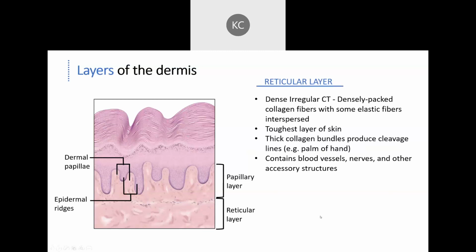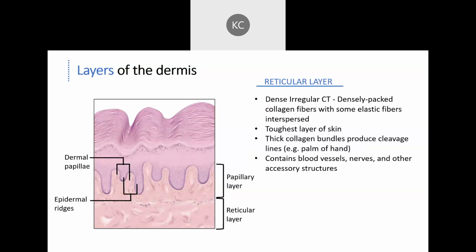Okay, and then the next layer is the reticular layer. So the reticular layer is deeper, and it's made of dense, irregular connective tissue. If you recall, dense, irregular had that marbled appearance to it. It had lots of collagen fibers with some elastic fibers, but the big thing with this one is that the collagen fibers were oriented in a number of different directions. Some were oriented vertically, some horizontally, some obliquely, all throughout. This is a very tough layer of skin. It's sitting underneath the papillary layer, and this can produce what are called cleavage lines. We'll look at cleavage lines in a few slides or so.